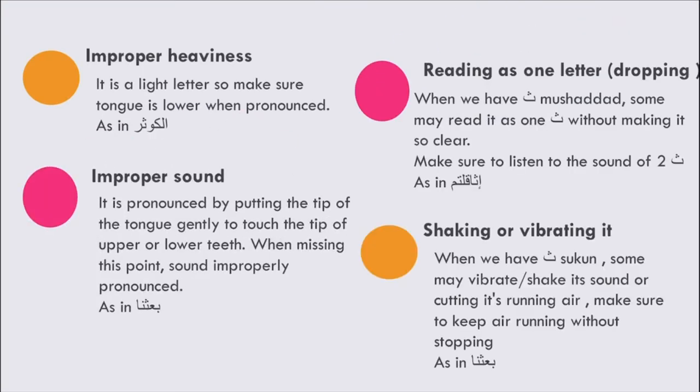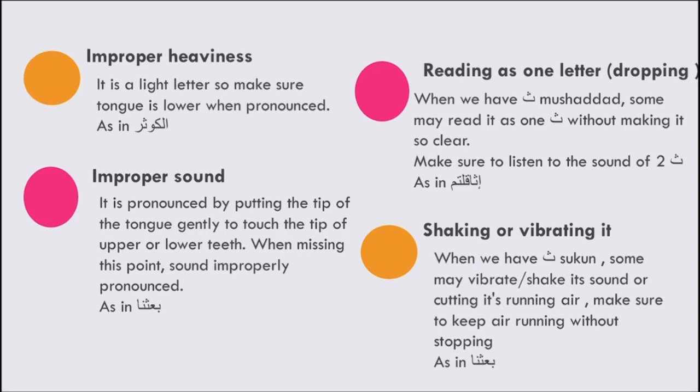We have four main mistakes that may happen when we read Tha letter. Number one is improper heaviness. You know that when we have a light letter, one of the mistakes that may commonly happen is reading it as heavy, and when we have a heavy letter, one of the common mistakes is to read it as light. And today our letter is a light letter, so one of the mistakes that may happen here is making it a heavy sound. The reason for making the heavy sound is that the light letter is surrounded by a heavy letter, or it is coming after or before a heavy letter.